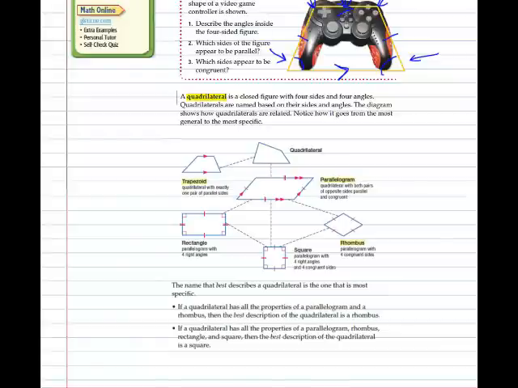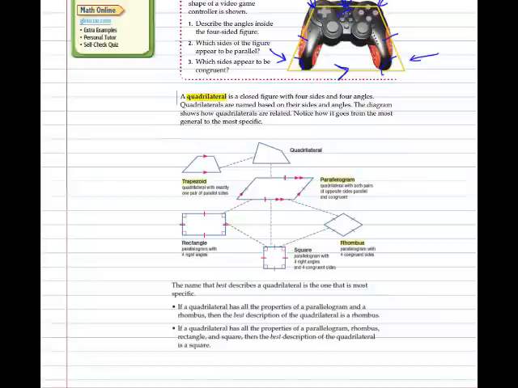A quadrilateral is a four-sided polygon, and we have trapezoids, which have one pair of parallel sides, and parallelograms, which have two pairs of parallel sides and opposite sides congruent. A rectangle is described as a parallelogram with four right angles. A rhombus is described as a parallelogram with four congruent sides, and a square is a parallelogram with four right angles and four congruent sides. So it has all the characteristics of all the other parallelograms.